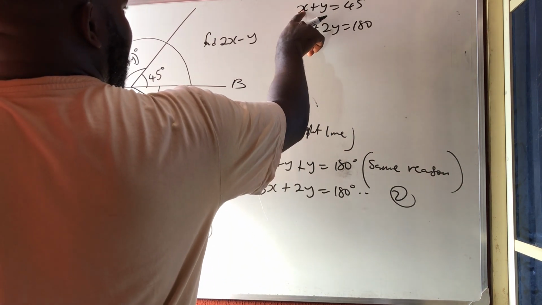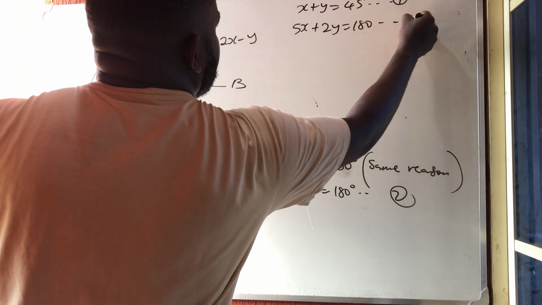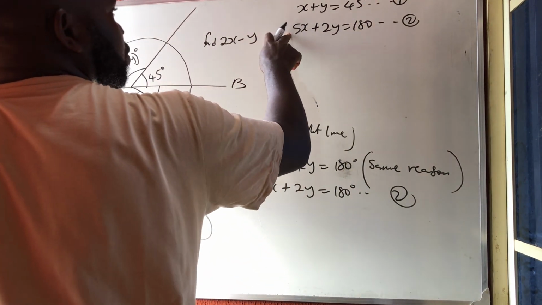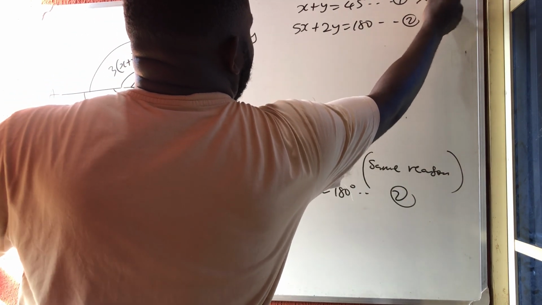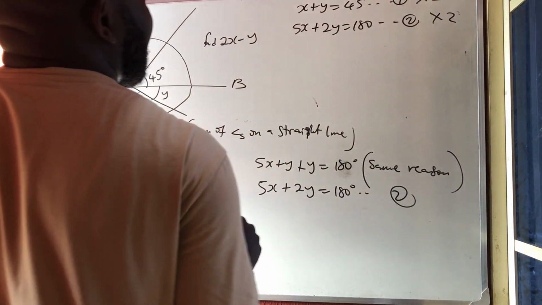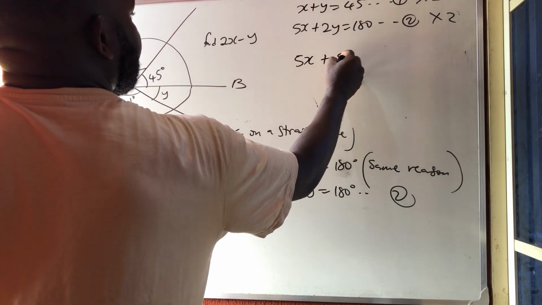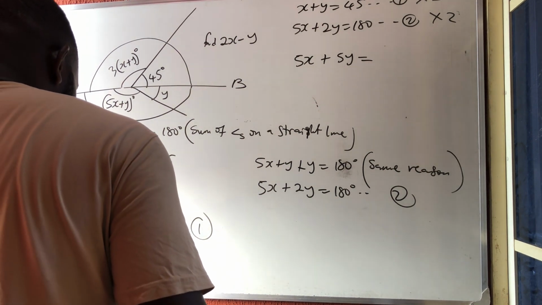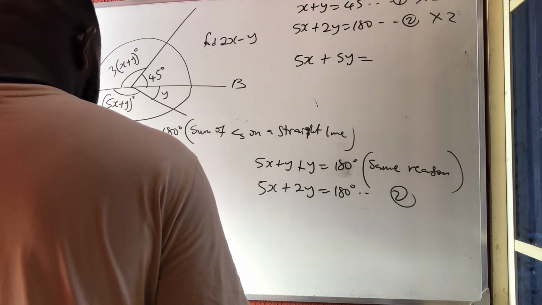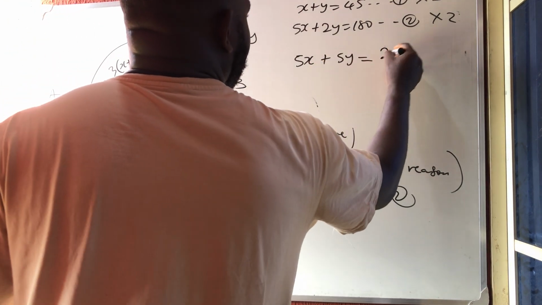If you want to eliminate x, use the coefficient of x in equation 1 to multiply everything in equation 2, and then use the one for equation 2 to multiply everything in equation 1. So equation 1 will be times 5, while equation 2 will be times 1. So let's do that. 5 times everything will give you 5x plus 5y is equal to 5 times 45, which is 225.